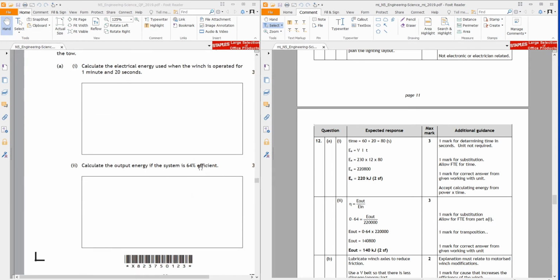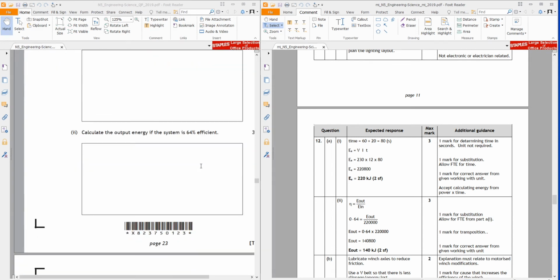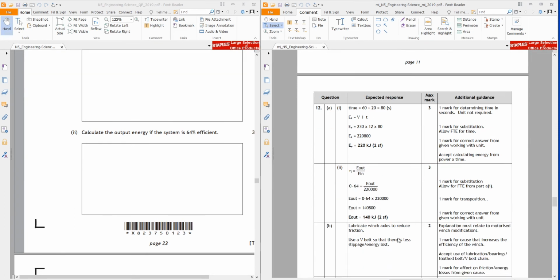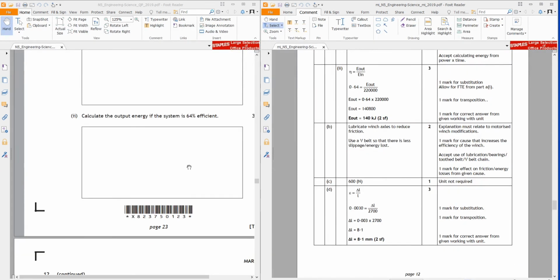If it's 64% efficient, that means out of 100 bits, you're only getting 64 out. Or if you like, 0.64 is the out over the in. So we know what the in is. So the out is 0.64 times the in. So it's 140 kilojoules. Most of you got that correct.